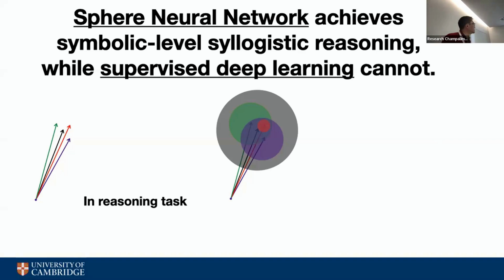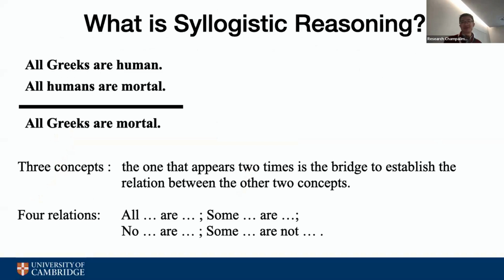And what I will spend time on is to show that supervised deep learning cannot reach the rigor of symbolic-level syllogistic reasoning, no matter how much data you have and how rich you are. I mean, how much GPU you can buy. Most people assume it's a simple task, maybe already solved, but it never will be.